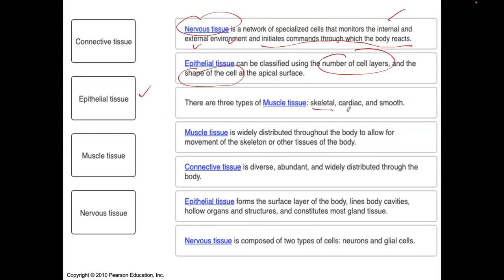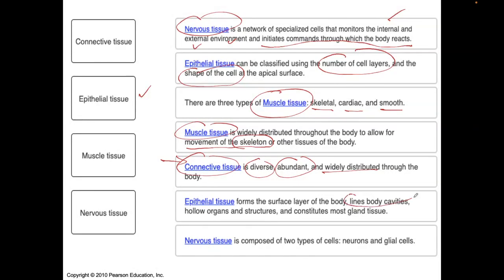When we talk about skeletal, cardiac, and smooth, we know that falls under muscle tissue. Blank is widely distributed through the body to allow for movement of the skeleton. Movement of the skeleton is muscle tissue, specifically skeletal muscle, right? Which is the most diverse and abundant type of tissue that's widely distributed through the body? That's our connective tissue.